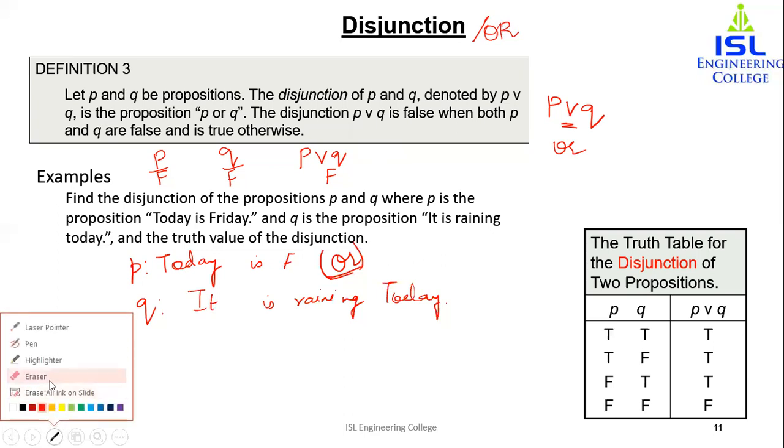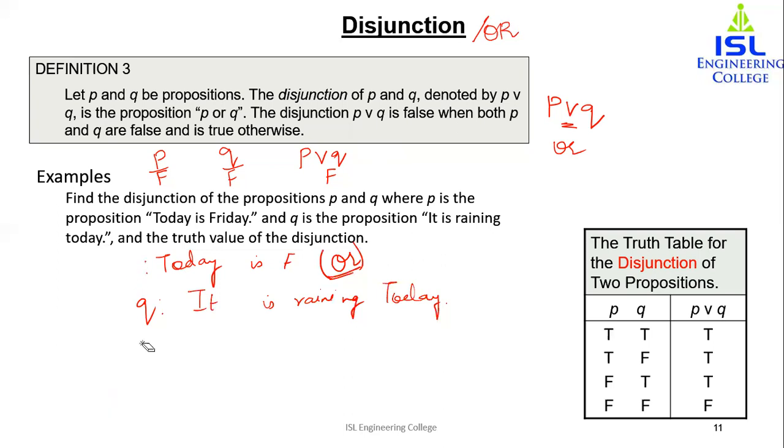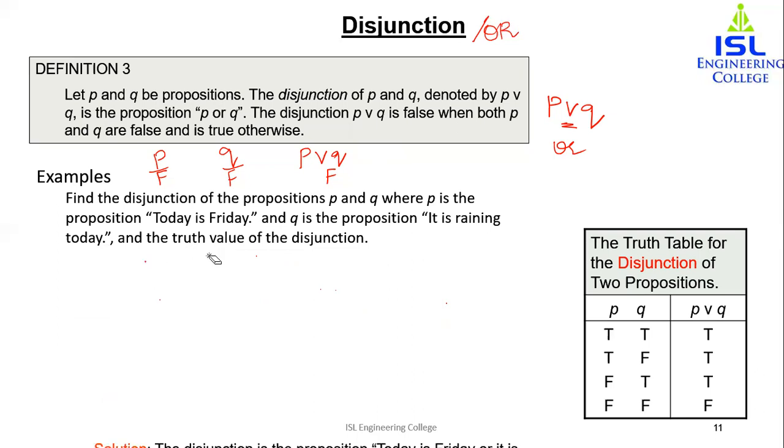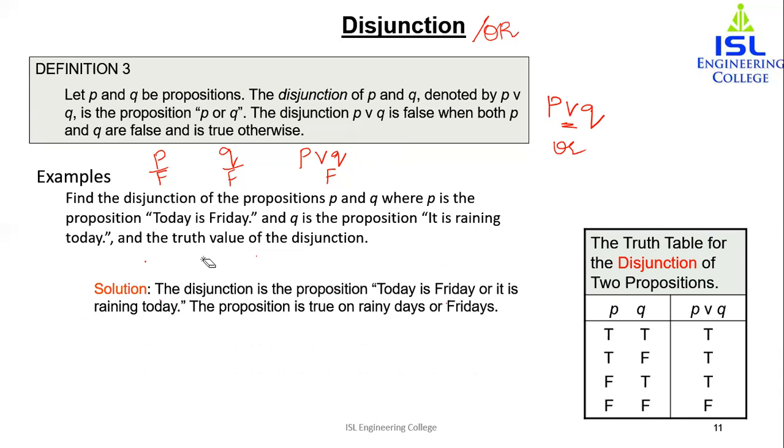Now when will that statement be true? The statement will be true when either it is Friday or it is raining on that day. So the disjunction is today is Friday or it is raining today. You just have to write the word or. And the statement will be true on rainy days or Fridays. Now we have to look at the truth table.